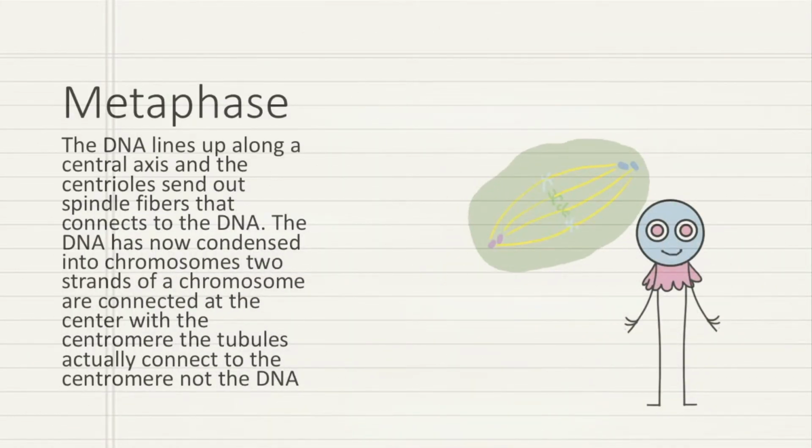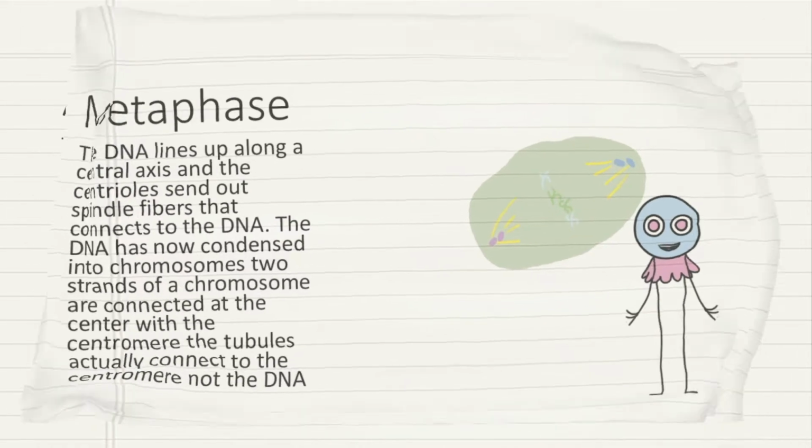Metaphase is the second phase of mitosis. Chromosomes line up at the metaphase plate, and each chromosome copy is attached to spindle fibers originating from opposite poles. The centromeres of each chromosome are attached to spindle fibers.